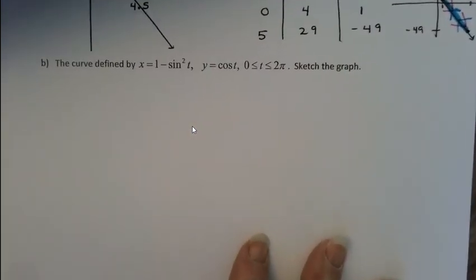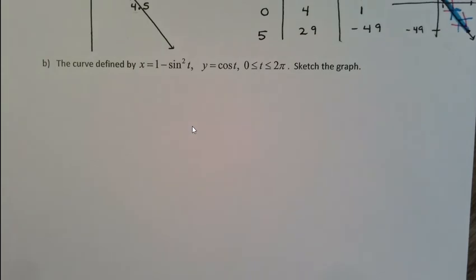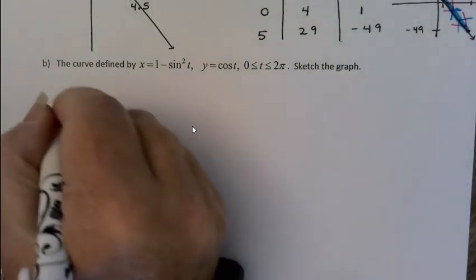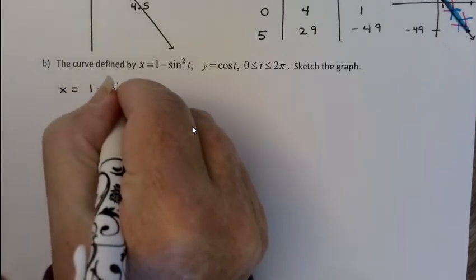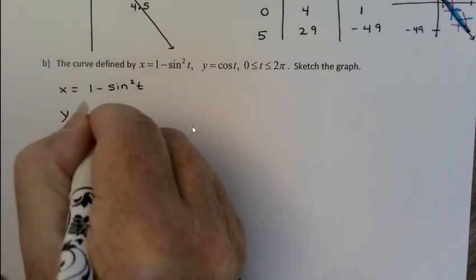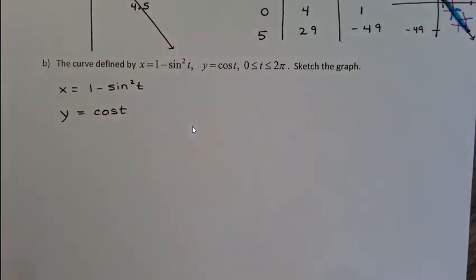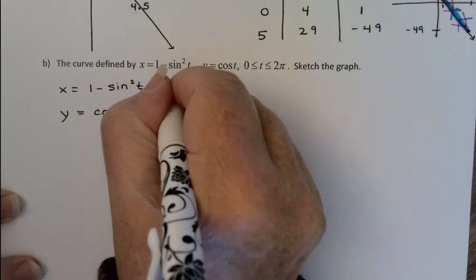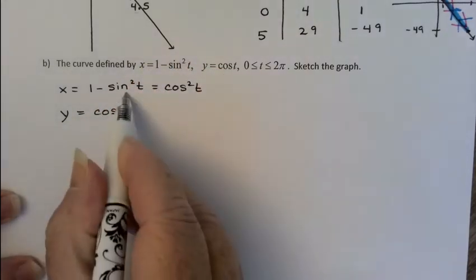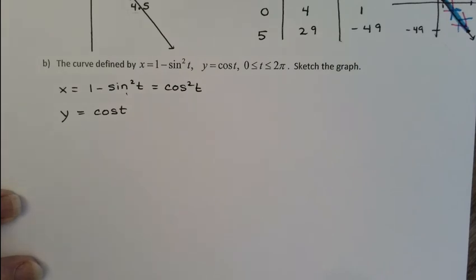We have another eliminate the parameter problem. This time our curve is defined as x equals 1 minus sine squared t and y equals cosine t, as the t's go from 0 to 2 pi. Oftentimes with trig, the unfortunate truth is we need to use some trig identities to help us out, and that's the case here. Notice that 1 minus sine squared t is just a form of that famous Pythagorean trig identity. 1 minus sine squared t is really cosine squared t. If I move the sine squared to the other side, I'd have sine squared plus cosine squared equals 1.